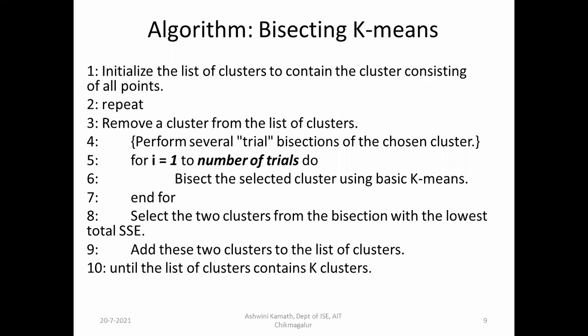This is repeated. After the ninth step, once the two clusters are added to the list of clusters, it will go back to the third step, remove a cluster from the list of clusters, and divide it again using the basic K-means algorithm. This will be done until the list of clusters contains K clusters.